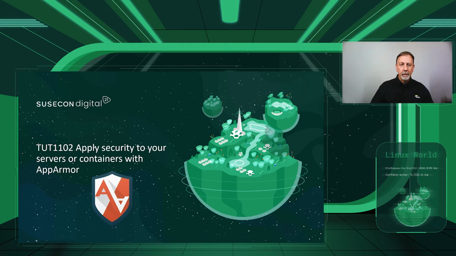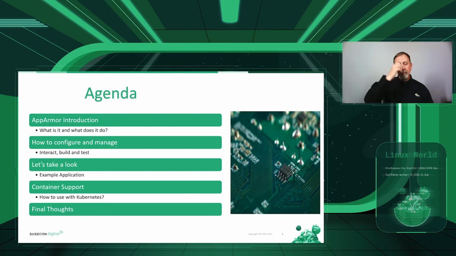From an agenda perspective, we're going to do a little introduction to AppArmor, talk to you a little bit about what it is and what it does. And then we're going to look at how do we configure and test AppArmor? What are the utilities that are available to us? And then let's dive in. Let's do some hands-on. Let's play around with it and show you how AppArmor works. And then we'll take a step back and look at, well, what about container support? In this new world of application delivery with Kubernetes and containers, how can AppArmor help us in that environment?